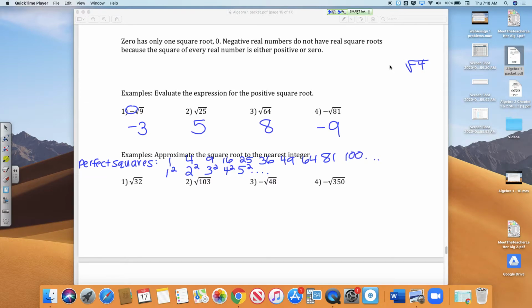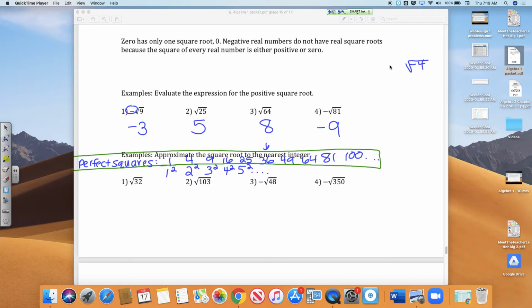These are our first 10 perfect squares, and the perfect squares are the numbers above. So all these numbers here are all of our perfect squares. The way we get perfect squares is by taking an integer and squaring it. Okay, so that will help us with this next section that's asking us to approximate the square root to the nearest integer. So that means for the square root of 32, we're looking for which perfect square is closest to the radicand 32. Well, the closest number I see is here, 36.